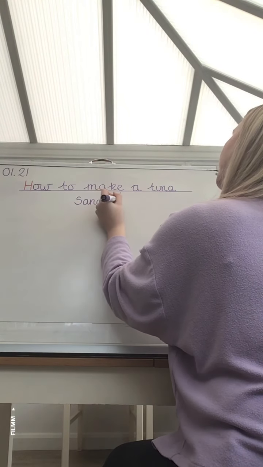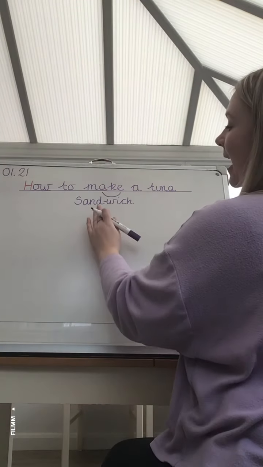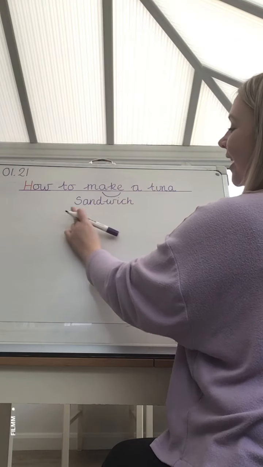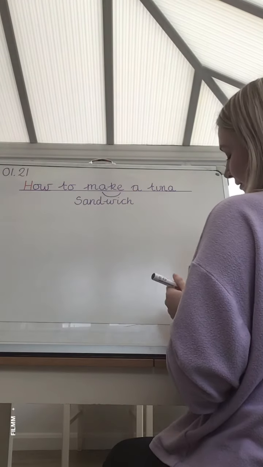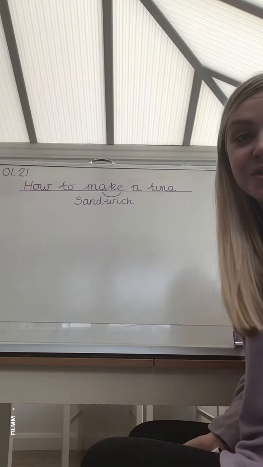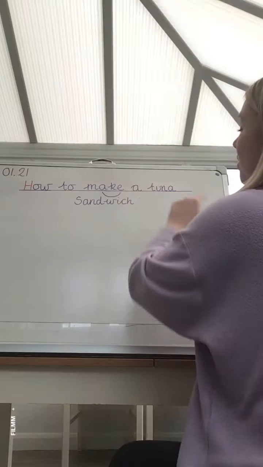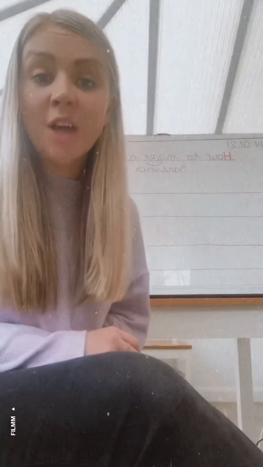Sandwich. And we can remember how to spell sandwich because we've got sand at the beginning and then a w-ich, sandwich. How to make a tuna sandwich. I have written the title for my instructions with a capital letter at the beginning and finger spaces between each word. Okay, now I've written my title and it's clear at the top of my piece of paper.